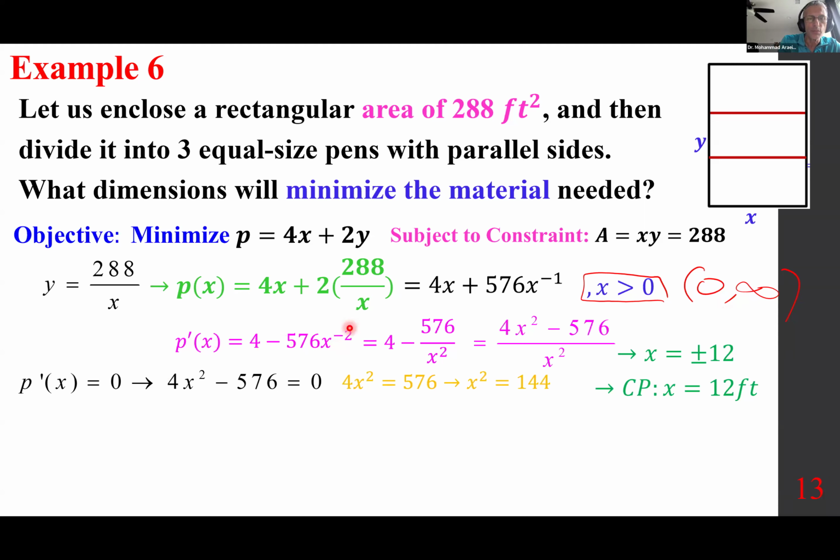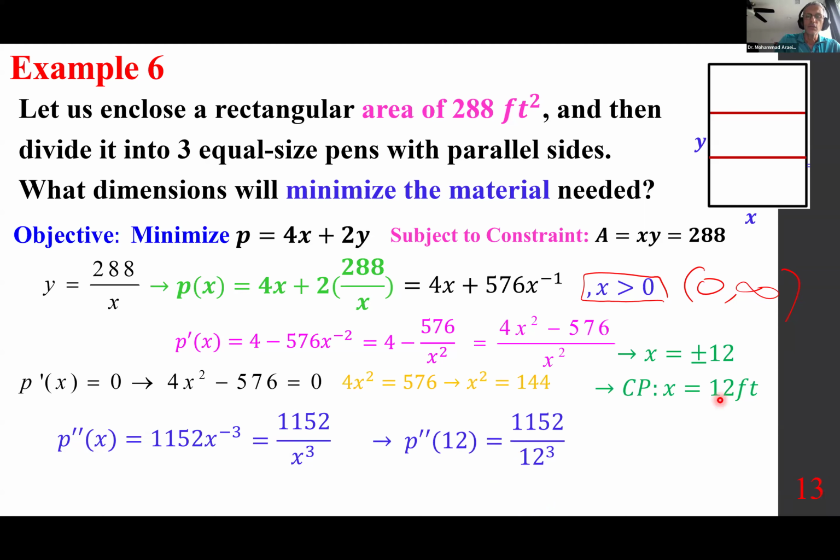The derivative of 4 gives you 0. The product of negative 576 and negative 2 gives you positive 1152 x to the power of negative 3, or 1152 over x cubed. The second derivative test says evaluate P double prime at the critical point to observe whether it's positive or negative. You don't even have to know what the answer is to recognize this is positive. Positive means concave up. That means minimum, because the shape is like that. So the minimum occurs when x is 12 feet.